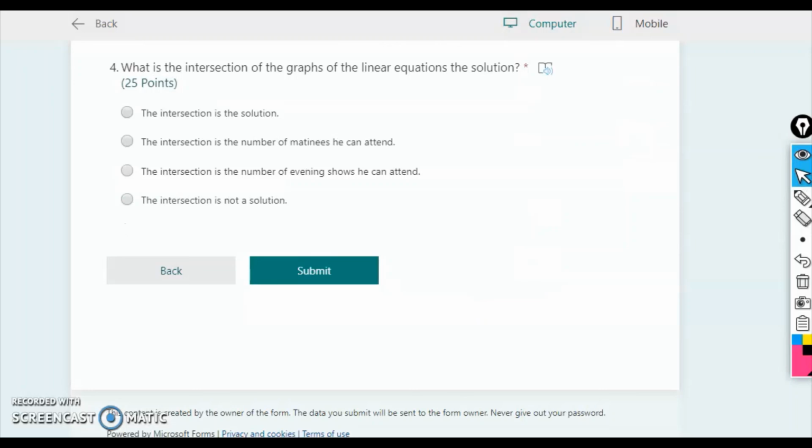What is the intersection of the graphs of the linear equations? So the intersection is always the solution to the system. The intersection wouldn't be just the matinees, because that would just be what your x values are. It wouldn't be the evening shows, because that'd be the y values. And that doesn't make any sense, because that would be the solution to the system.